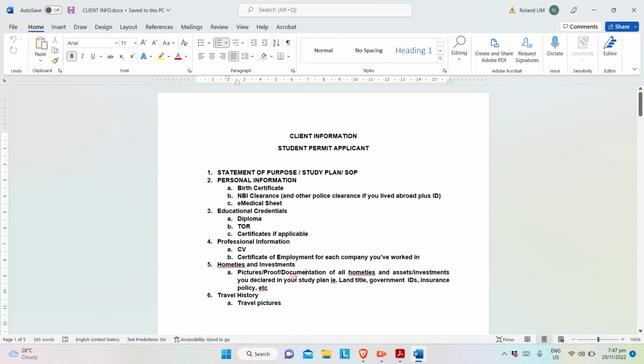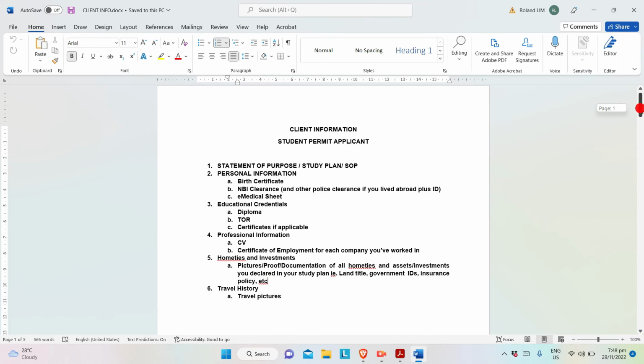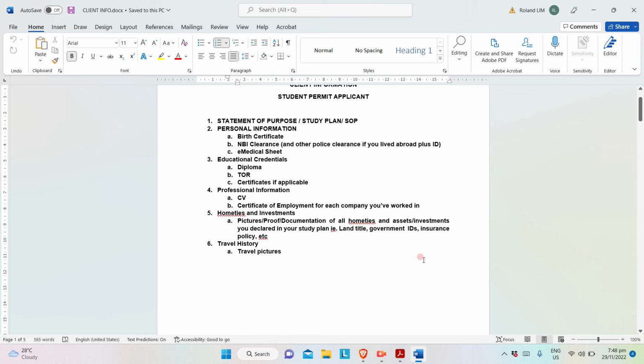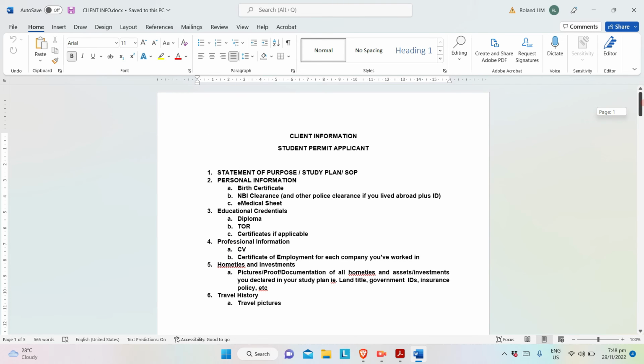So you provide proof, pictures, any documentation of all the home ties and investment you declared in your study plan, like land title, government contribution, IDs, insurance policy, and etc. And then lastly would be the travel history. So all the travel pictures from all the countries that you have visited. So this is an example of a client information file for a student permit applicant.